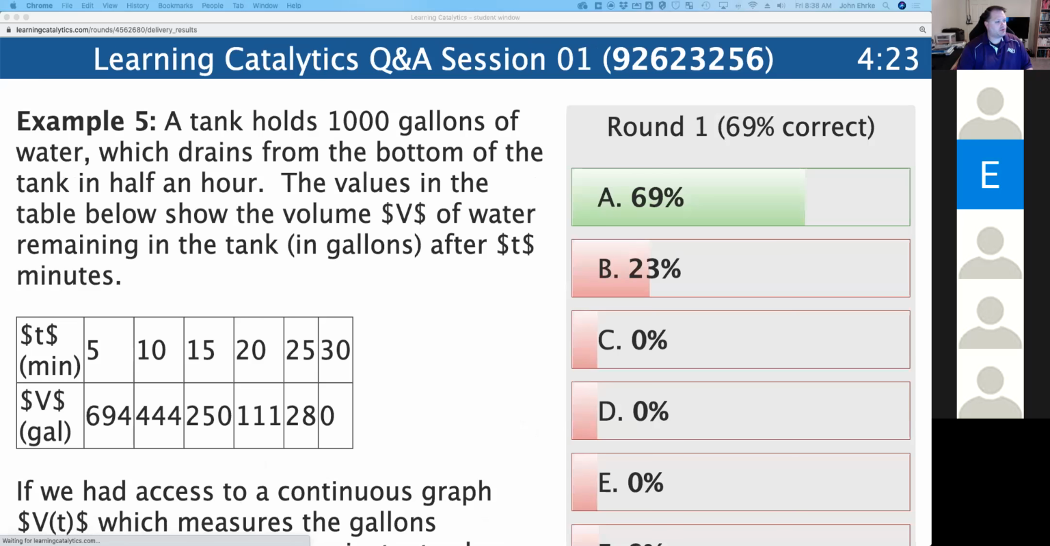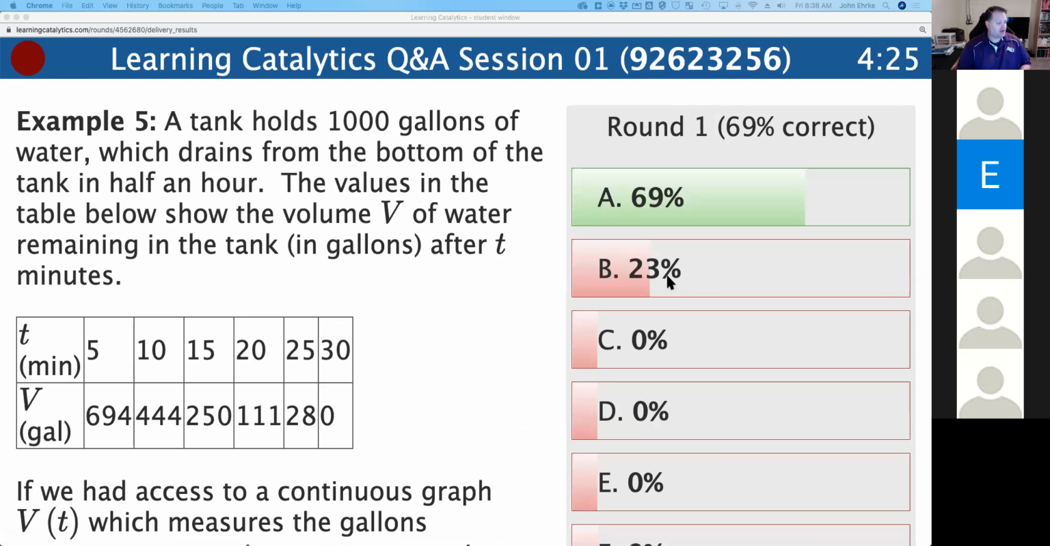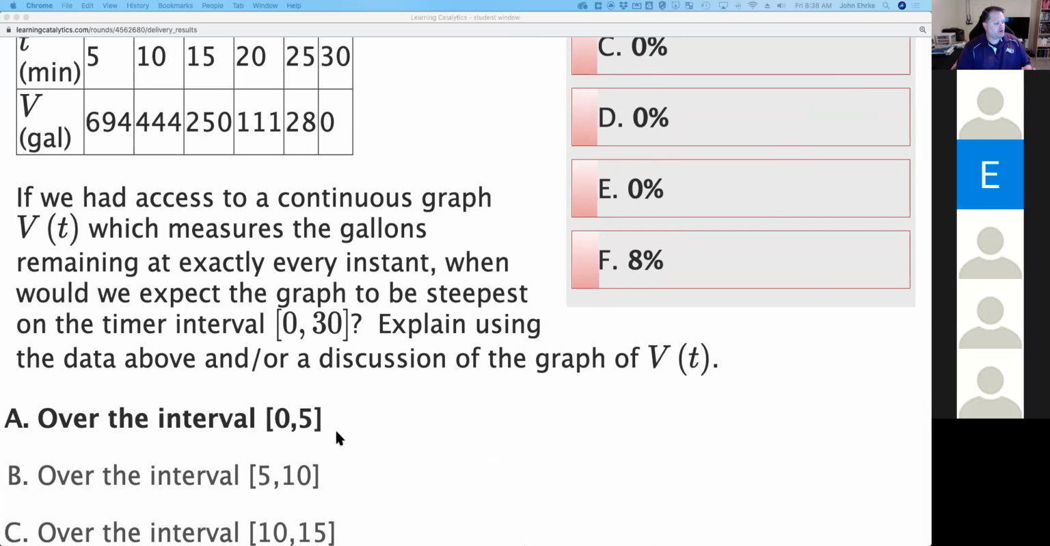All right, so the correct answer here is A. The steepest portion of this graph would be over the interval from 0 to 5. So the steepest slope, the highest slope in magnitude, would be from 0 to 5. It's decreasing the fastest over the first 5 minutes. Physically, that makes a lot of sense based on what I said about Torricelli's law.